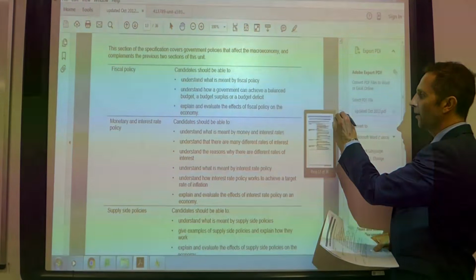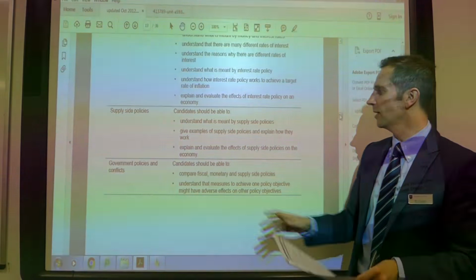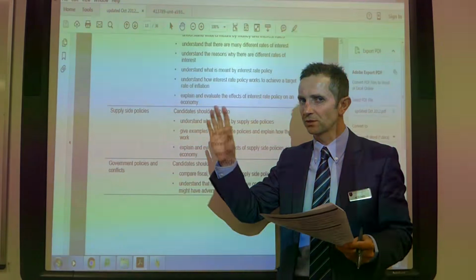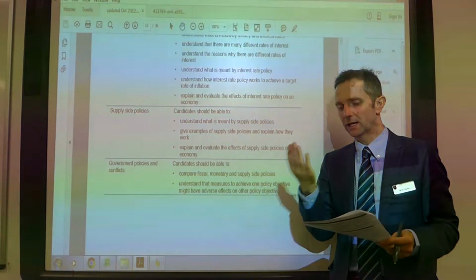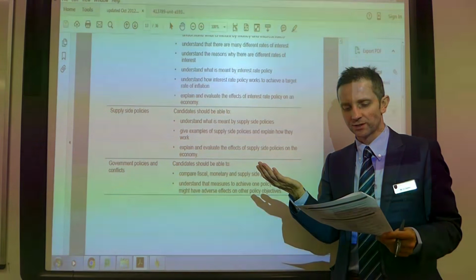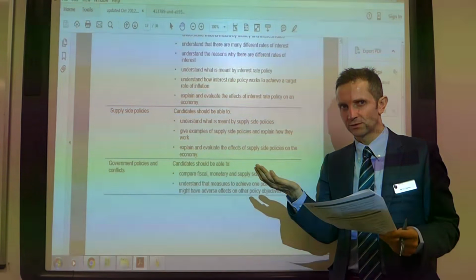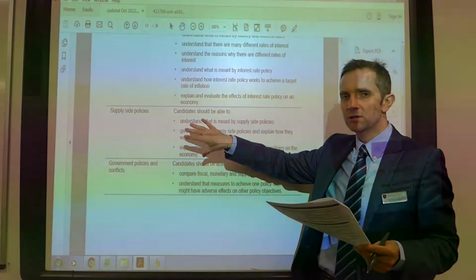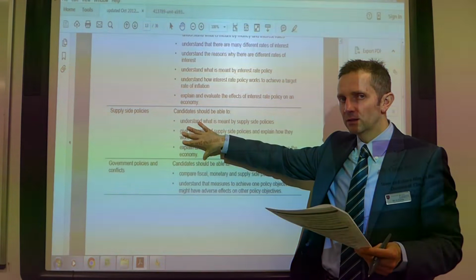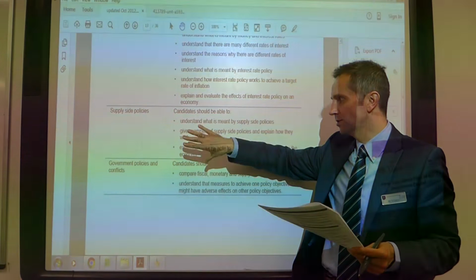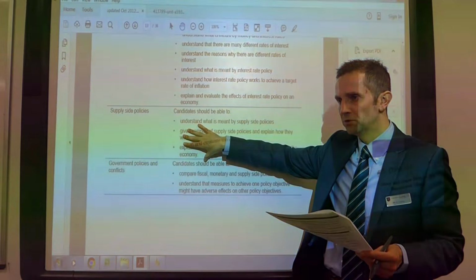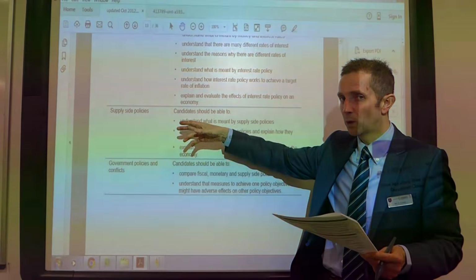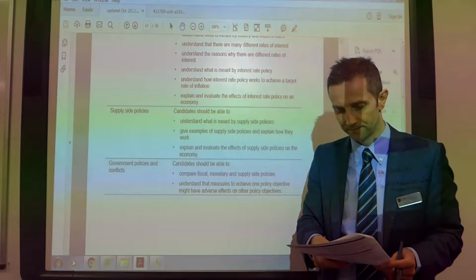I've mentioned before, moving on, that supply side policies have been asked twice on previous papers, but again, let's not throw the baby out with the bathwater here. You've got to know these, because you just never know. It's been repeated twice, could be thrice.